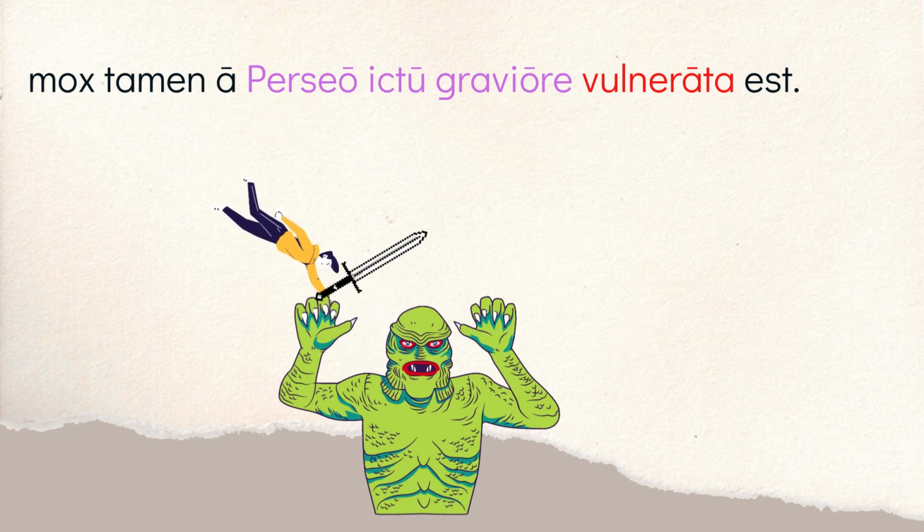So again, the ictu graviore here is ablative. And again, what it's really doing is that comparative adjective of gravis, which means serious, right? So it's an even more serious ictu, strike, by Perseus, right? That's what wounded it. So again, Perseus here is the ablative of agent. Who's wounding the monster is the idea. So again, it gets an even worse strike the second time, okay?